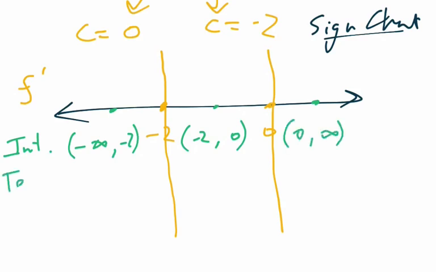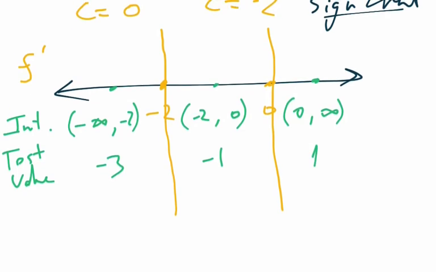And then I have what's called a test value. So I'm going to pick a value in each of these intervals. What's a number between negative infinity and negative 2? How about negative 3? And between negative 2 and 0, how about negative 1? And between 0 and infinity, how about positive 1? And notice I'm picking easy test values. What I'm going to do with my test values is plug them into f prime. So I'm going to do f prime of my test value, and that's going to tell me whether or not f prime is positive or negative on each of the intervals.